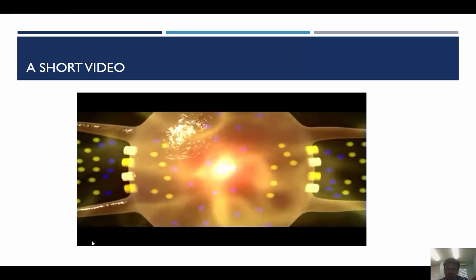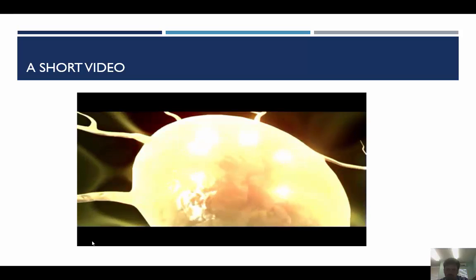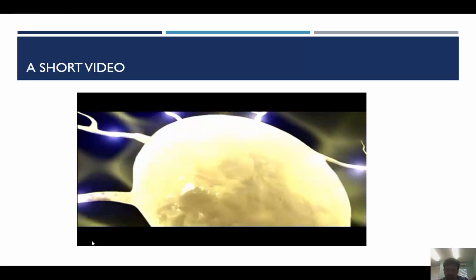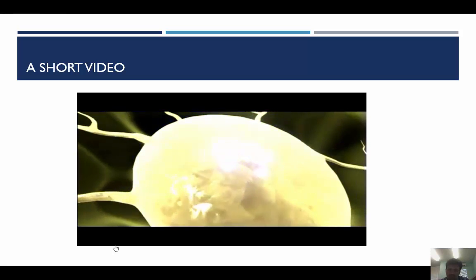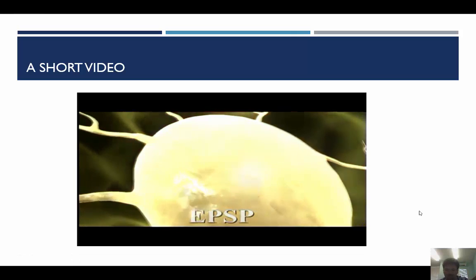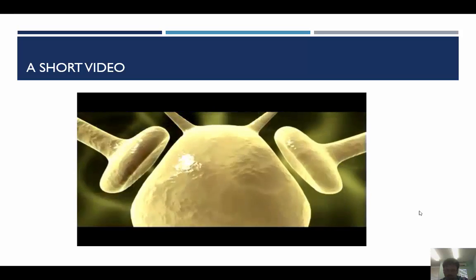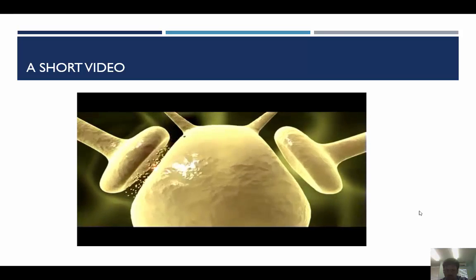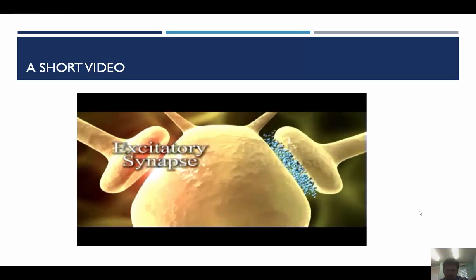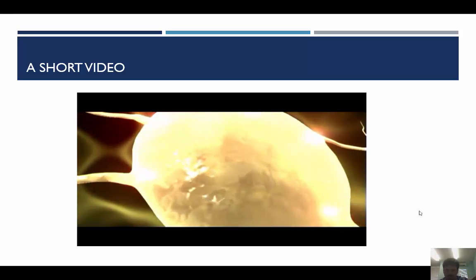Depending on the channels open and the ions that flow in, synaptic potentials can be either excitatory, making a neuron less negative inside and more likely to fire an action potential, or inhibitory, making it more negative and less likely to fire. An excitatory postsynaptic potential is called an EPSP. An inhibitory postsynaptic potential is called an IPSP. A synapse that produces EPSPs in the postsynaptic cell is called an excitatory synapse, while a synapse producing IPSPs is an inhibitory synapse.